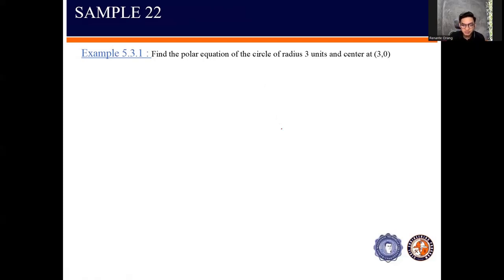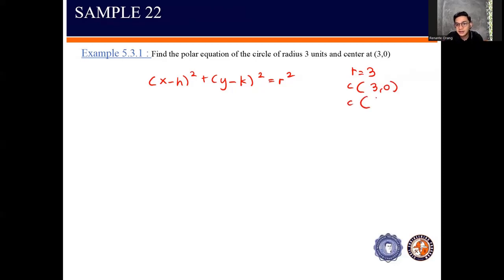Okay, so take note, let's go back to our topic earlier, which is the circle. We have the specific formula, which is x minus h squared plus y minus k squared is equivalent to r squared. And take note, we are given a radius of 3, and our center is at 3, 0. If we are talking about our center, this is our h and this is our k.